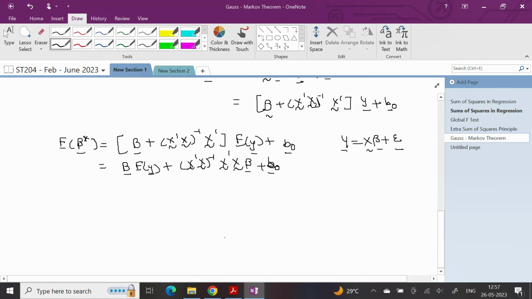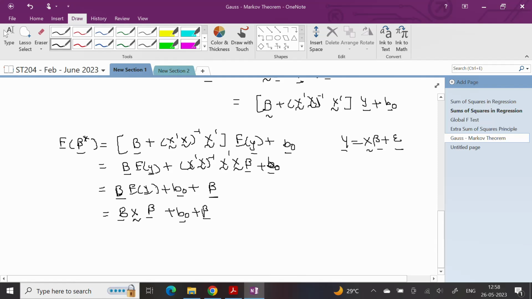Okay, so this gets cancelled, x prime x inverse and x prime x. So I am left with b expected y plus b naught plus of course this beta. Okay, beta coming from the second term. So let me substitute what is expectation of y. So that is b times x beta, correct? Because expected y is x beta, plus b naught is as it is, plus this beta is as it is.